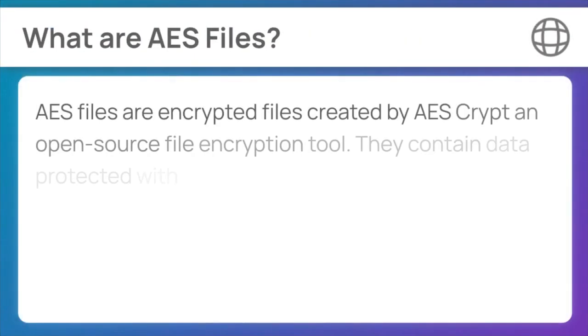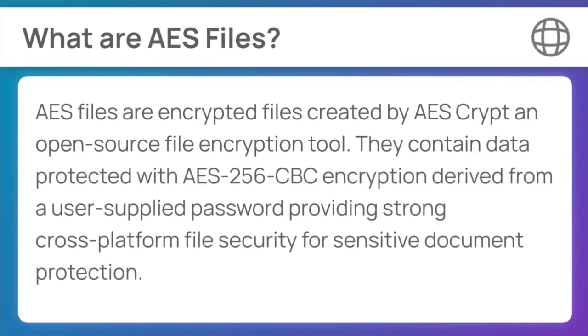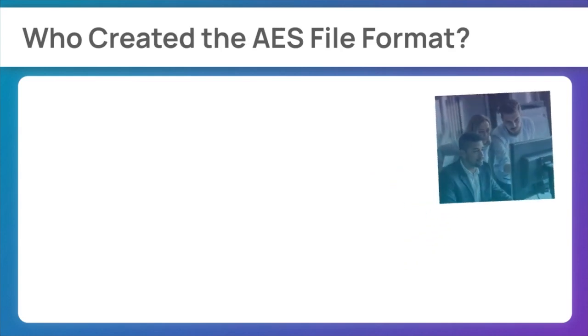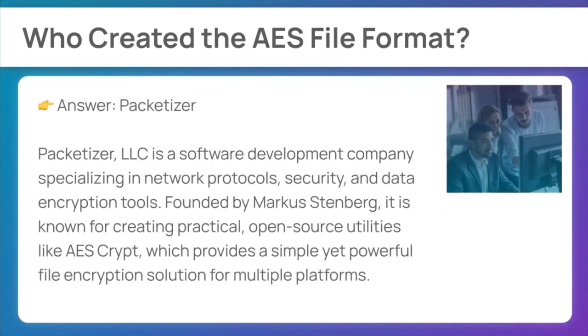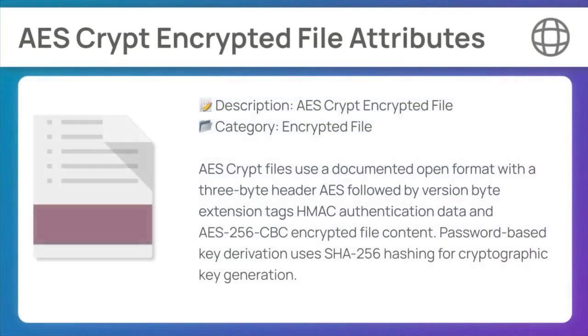AES files are encrypted files created by AES Crypt, an open source file encryption tool. They contain data protected with AES 256 CBC encryption, derived from a user-supplied password, providing strong cross-platform file security for sensitive document protection. AES Crypt files use a documented open format with a 3-byte header, AES, followed by a version byte, extension tags, HMAC authentication data, and AES 256 CBC encrypted file content. Password-based key derivation uses SHA-256 hashing for cryptographic key generation.